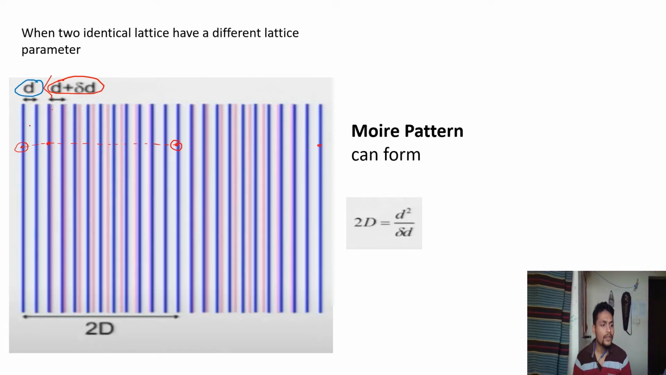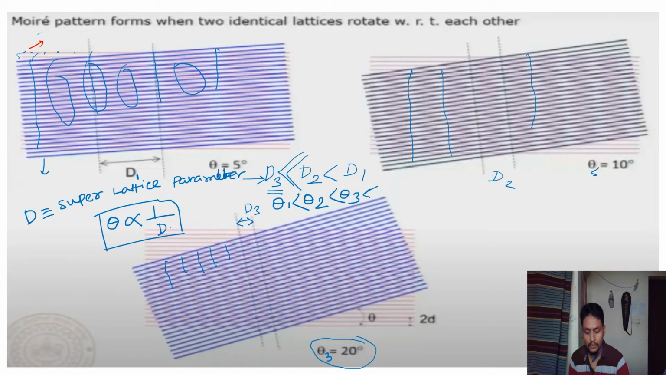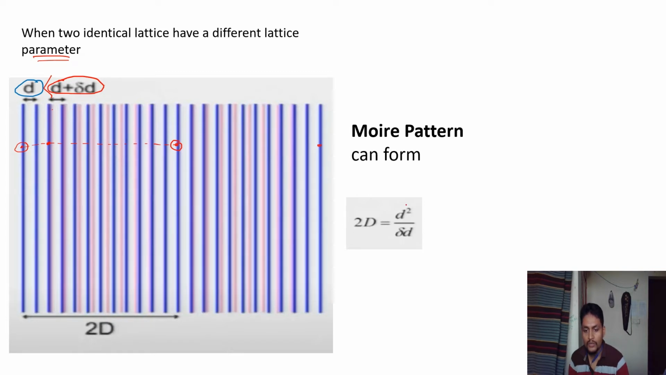So we are observing some kind of pattern just due to a slight mismatch in the lattice parameter, right? This is nothing but the Moiré pattern. That means a Moiré pattern can form when two identical lattices have different lattice parameters. And this is the 2D, right? And this is D. This D can be calculated from the exact lattice parameters, or bulk lattice parameters, of the two lattices which form the Moiré. So this is the equation.